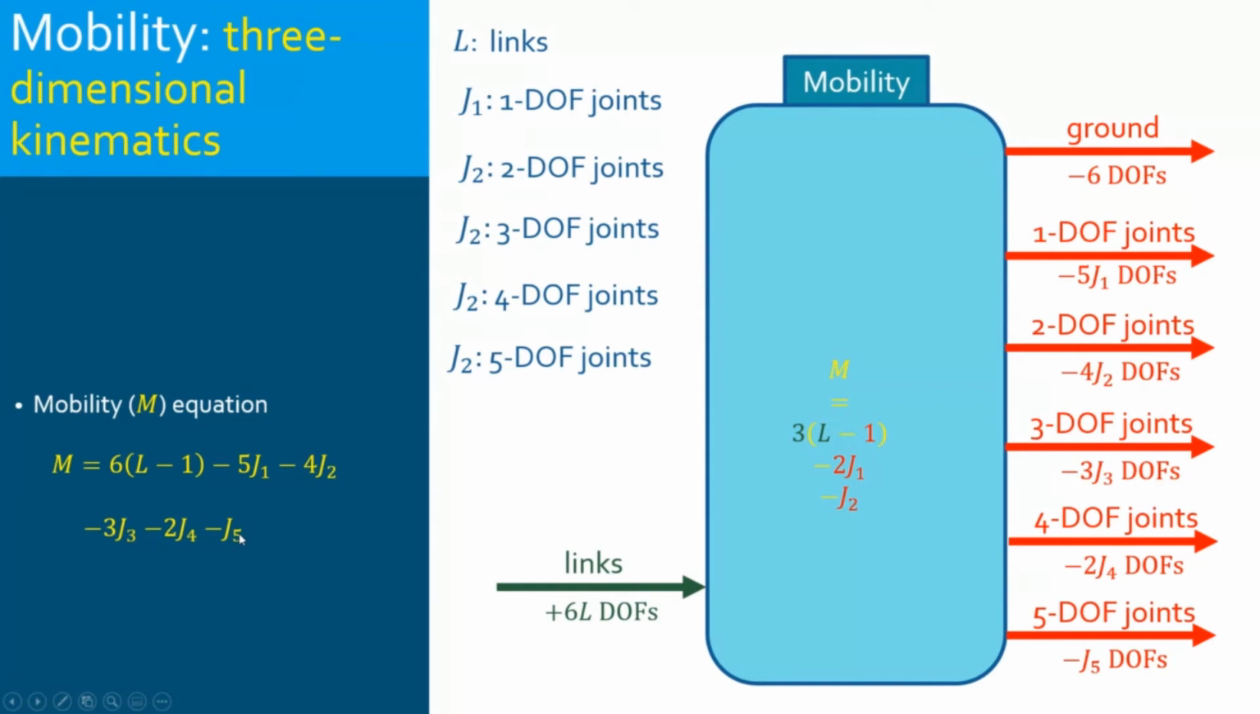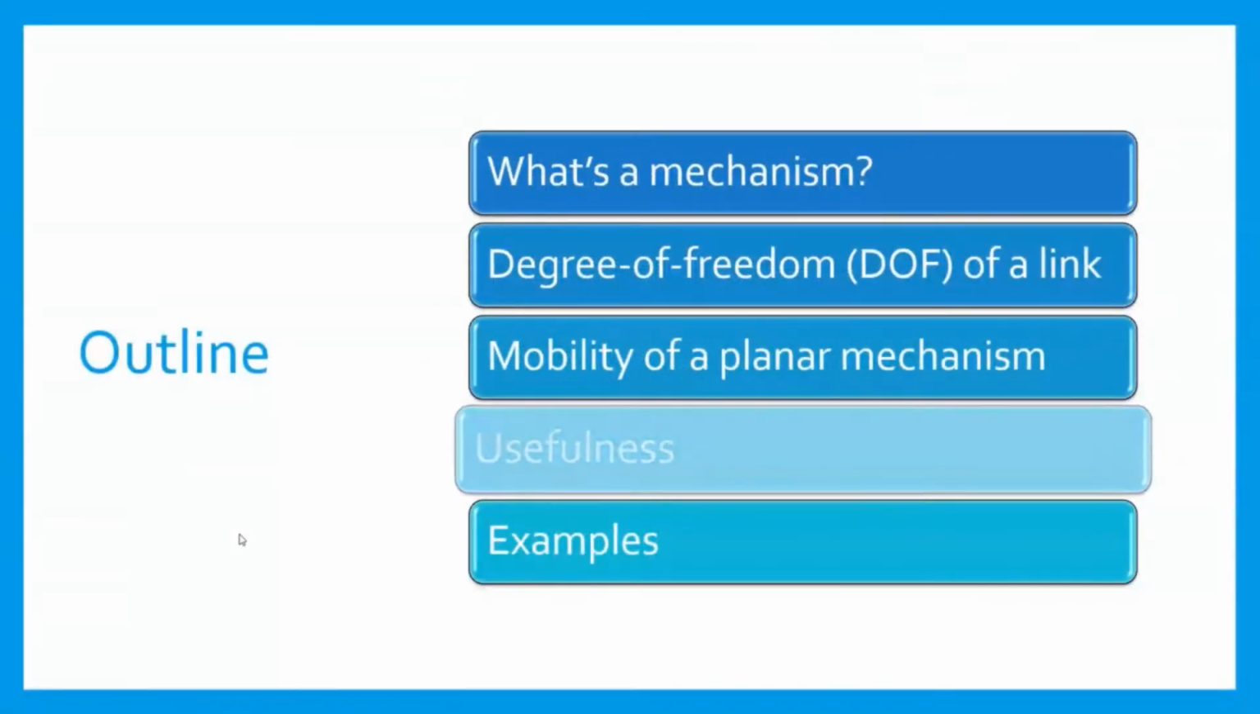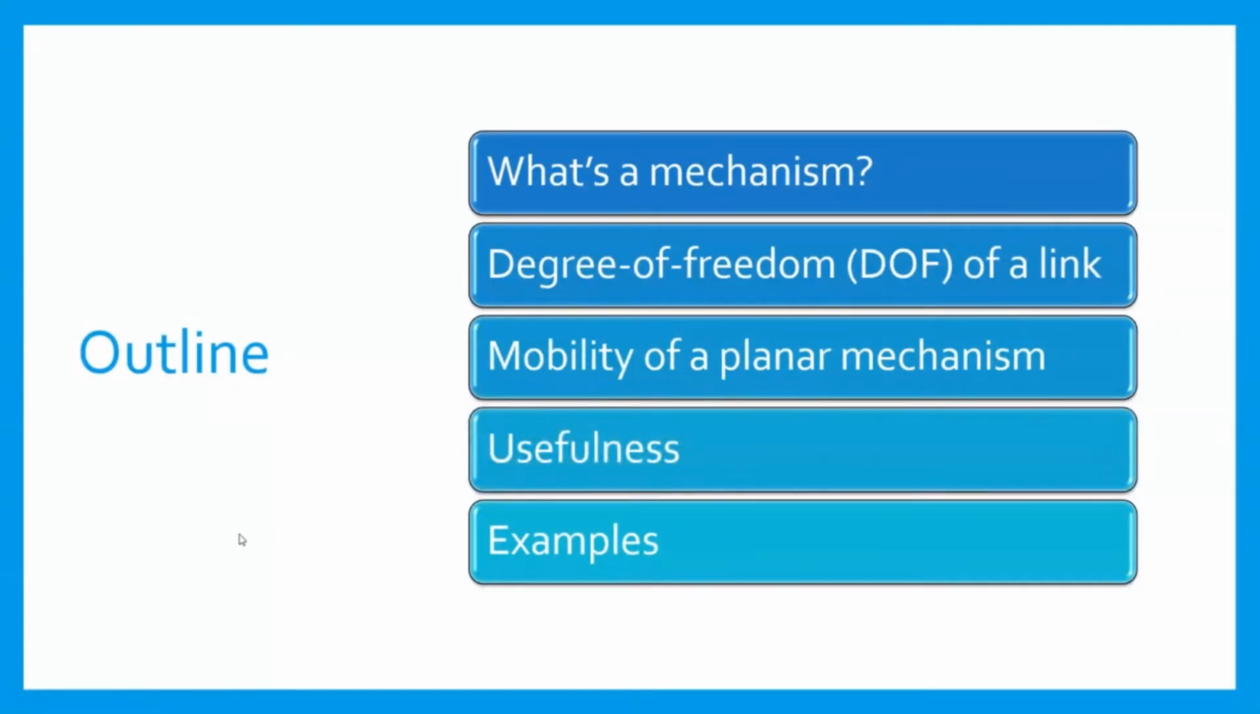Okay, this is just presented. We are not going to use it. We will focus more on planar mechanisms. Now, we are going to see how useful this number is. We have a mechanism. We can count the links, we can count the kinematic pairs, and we can calculate the mobility.